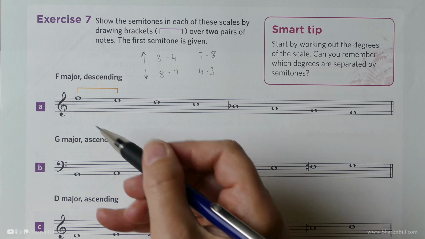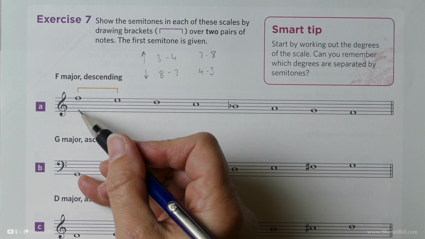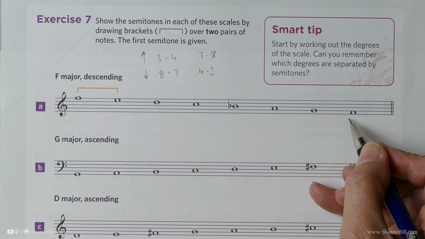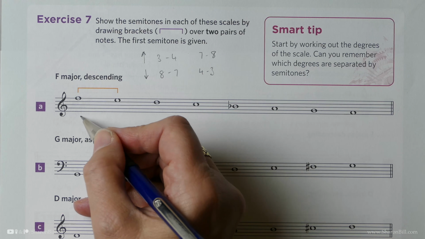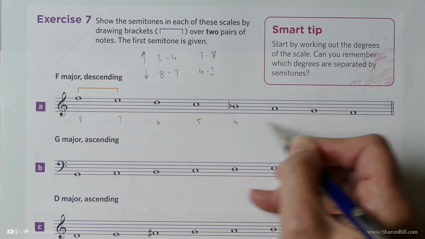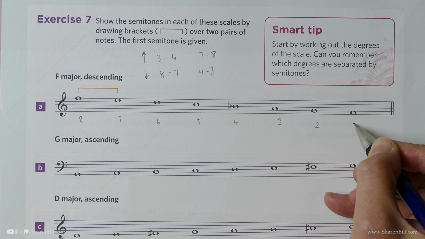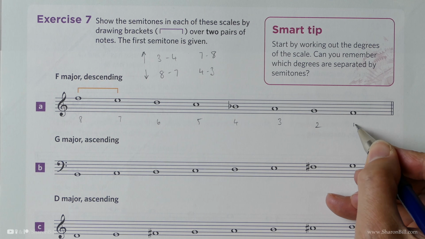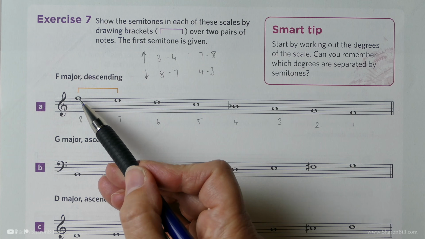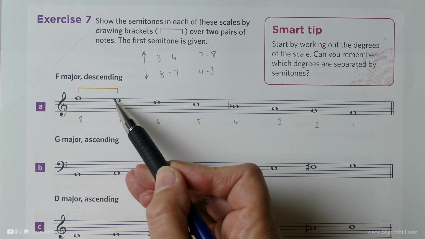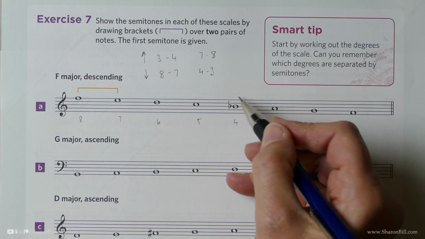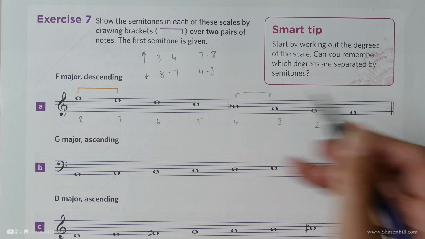It might help you to just draw the degrees of the scale underneath, just number them. So because we're going descending, we've got to go backwards: 8, 7, 6, 5, 4, 3, 2, 1. Or of course you could just start at the other end and count upwards. They've given us the first one here, so we have 8 to 7, and then we don't need to draw it again until 4 to 3.